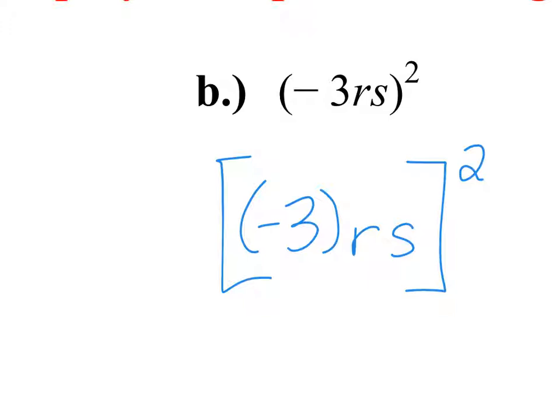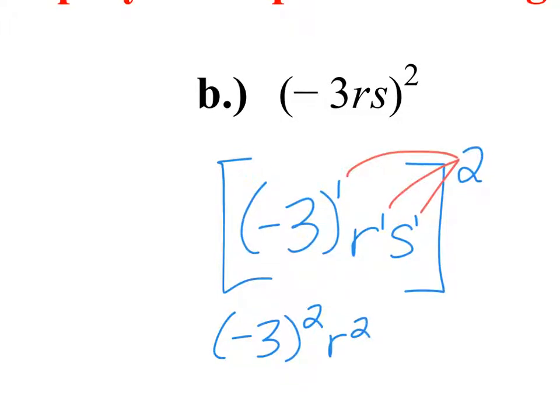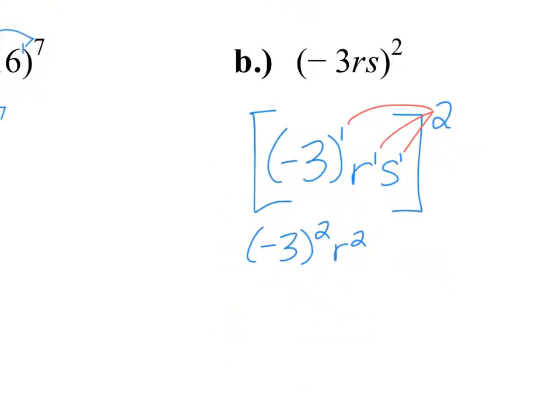Look at all of these right now. You don't see an exponent. What exponent do they have? 1. In a second, they'll have an exponent of 2. So now we're going to multiply power to a power. Multiply all of those exponents by 2, and so it becomes negative 3 in parentheses squared times r squared times s squared.